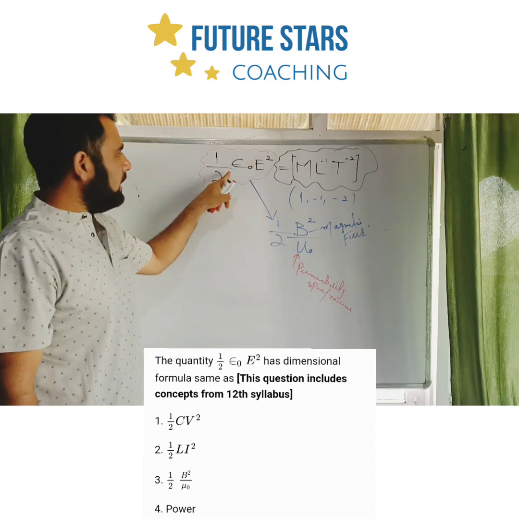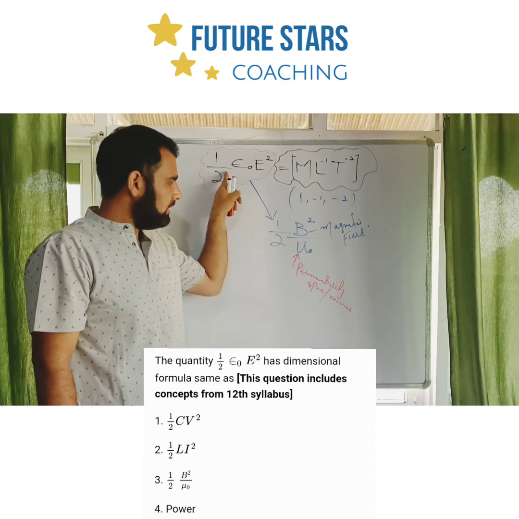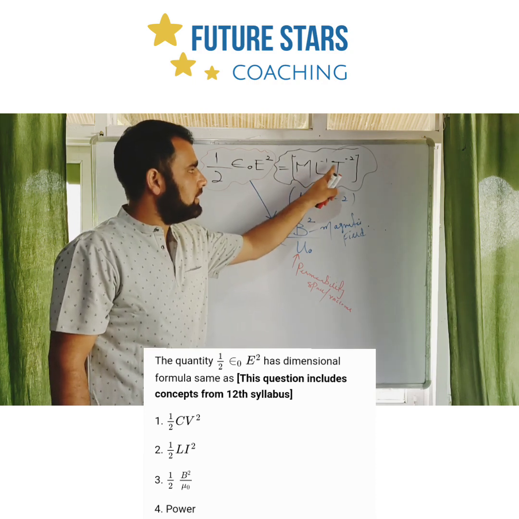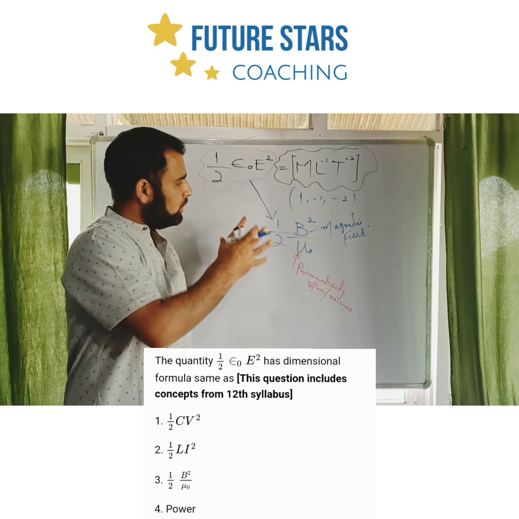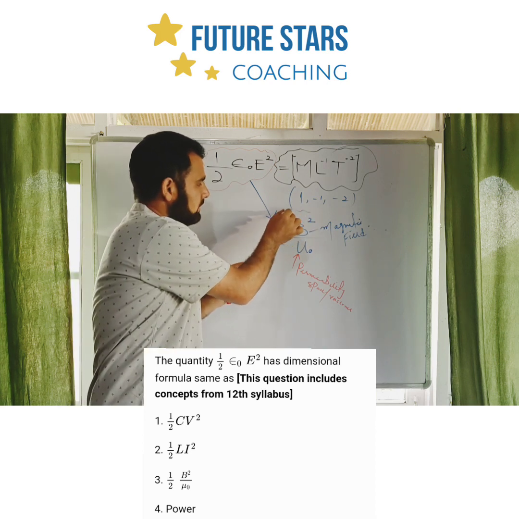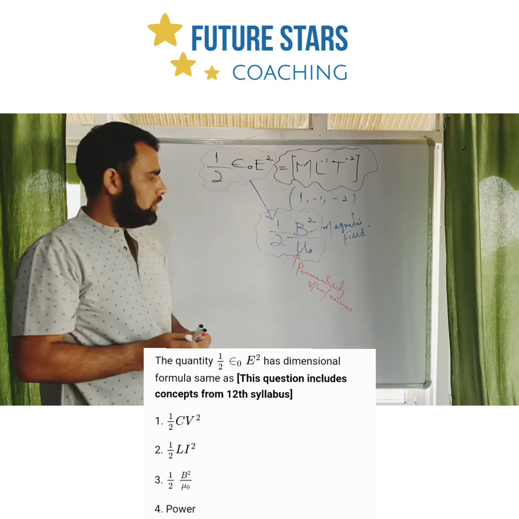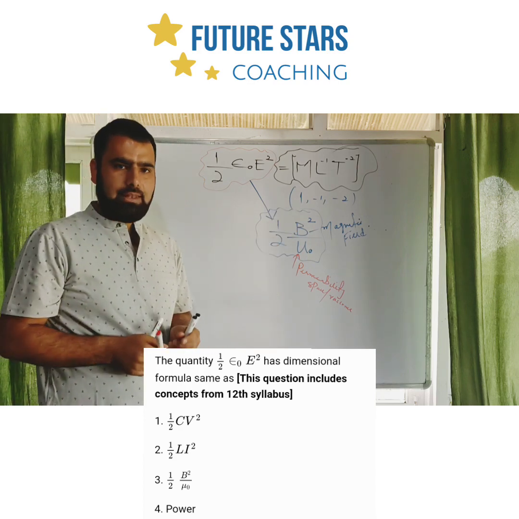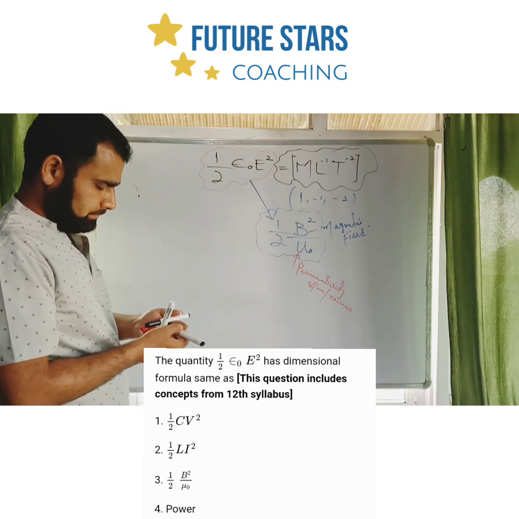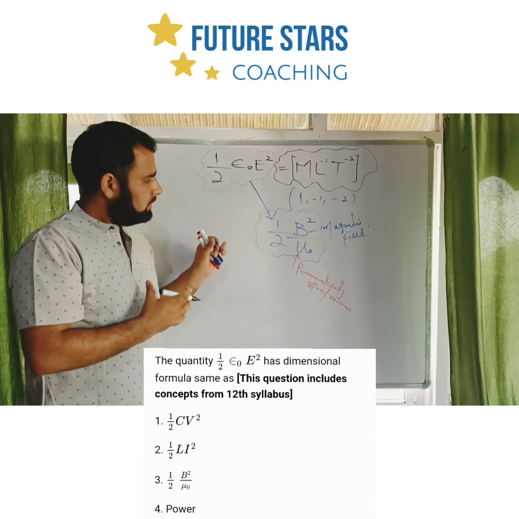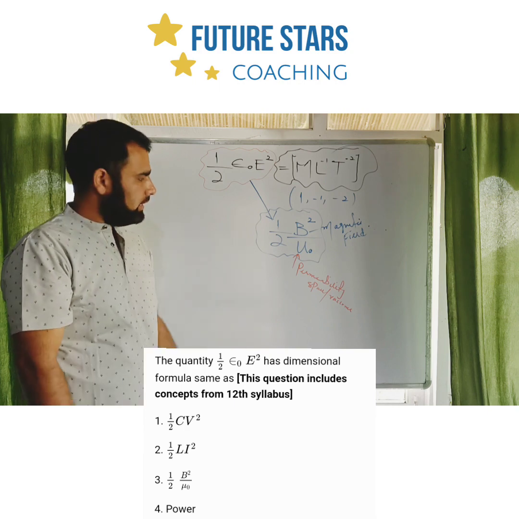So therefore the energy density of an electric field has its dimensional formula M L raised to power minus 1, T raised to power minus 2, which is similar to that of the dimensional formula of the term 1 by 2 B square divided by mu naught. So let us verify this thing as well. As you know, this is a question which was asked a number of times in the NEET exam.